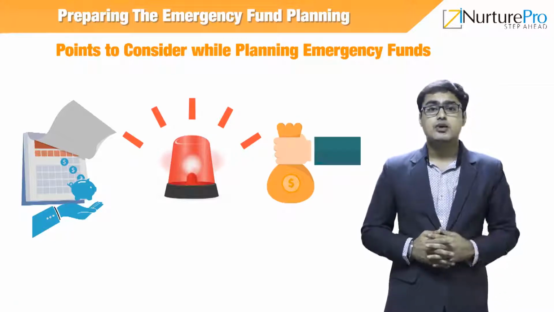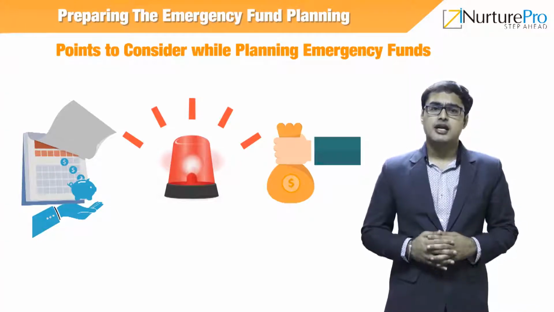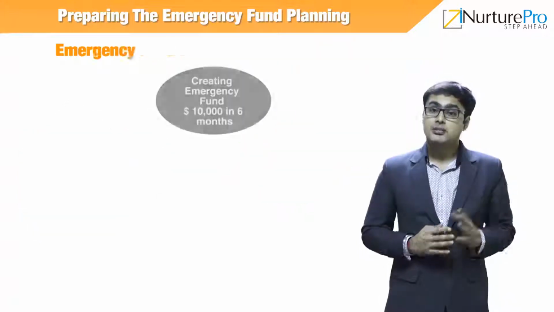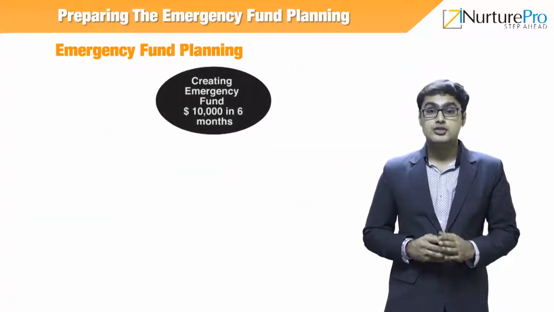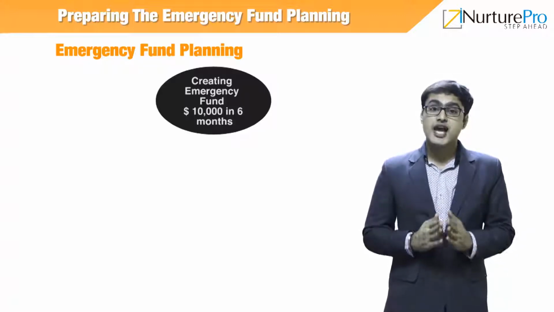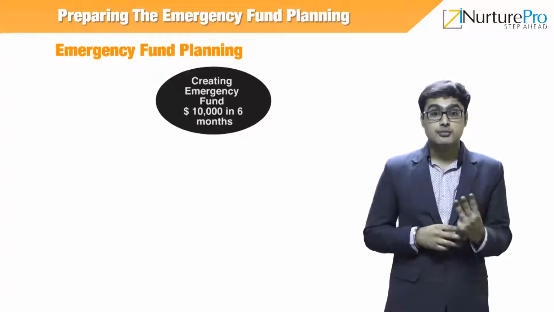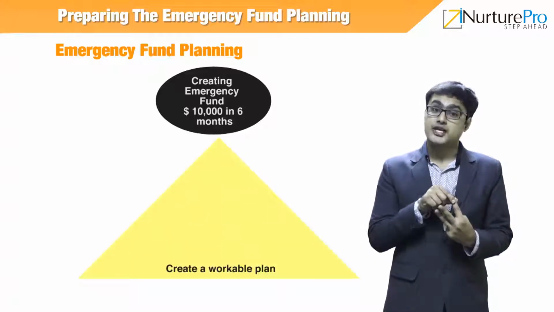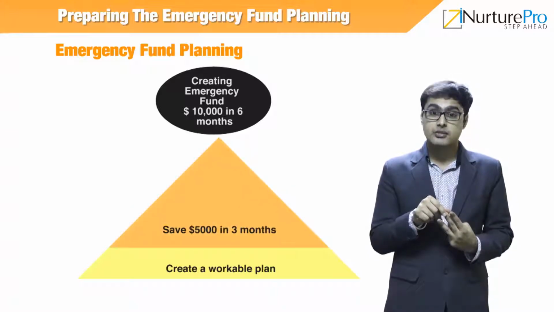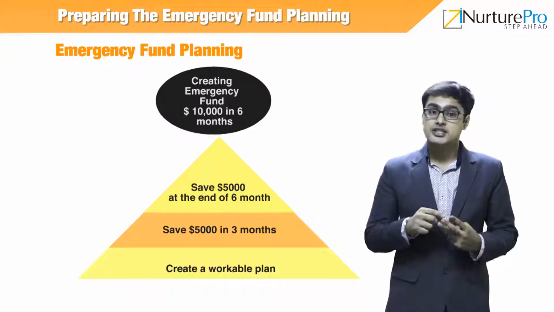Now, let's take a look at an example of saving $10,000 as an emergency fund in a span of 6 months. That will be equal to 183 days. The main goal is to save $10,000 to create an emergency fund in 6 months. To achieve this goal, we have to divide it into sub-goals. Let's divide the main goal into 3 sub-goals. The first sub-goal is to create a workable plan. The second one is to save $5,000 in 3 months. And the third one is to save another $5,000 by the end of the 6th month.